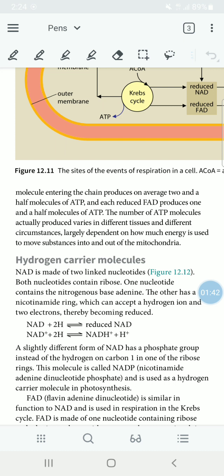The number of ATP molecules actually produced varies in different tissues and different circumstances, largely dependent on how much energy is used to move substances into and out of the mitochondria. So in a basic sense, what you need to understand is the theoretical value, and because of different circumstances and different tissues, the average amount of ATP that can be produced by each FAD and NAD would be reduced. Those two are the things that you need to understand.